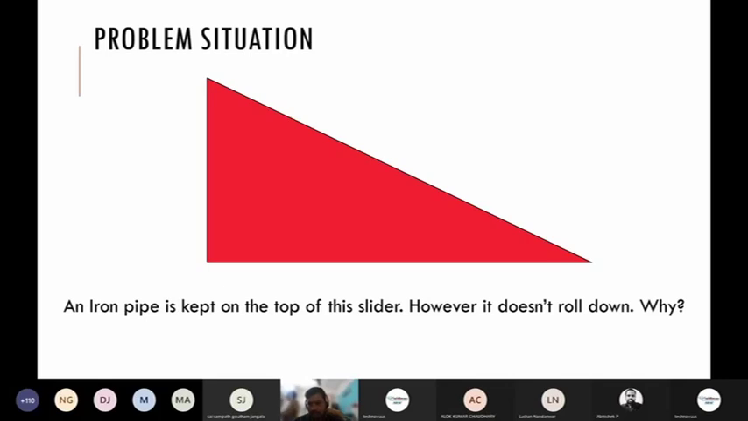Please keep typing. What are all the possibilities? Maybe it is kept there and tied. Yeah, good one. A sliding resistor. Yeah, weight and friction. Keep typing, guys. Pipe shape. Yeah. Angle of repose. Keep typing. Weight. Right. Anti-gravity slider.